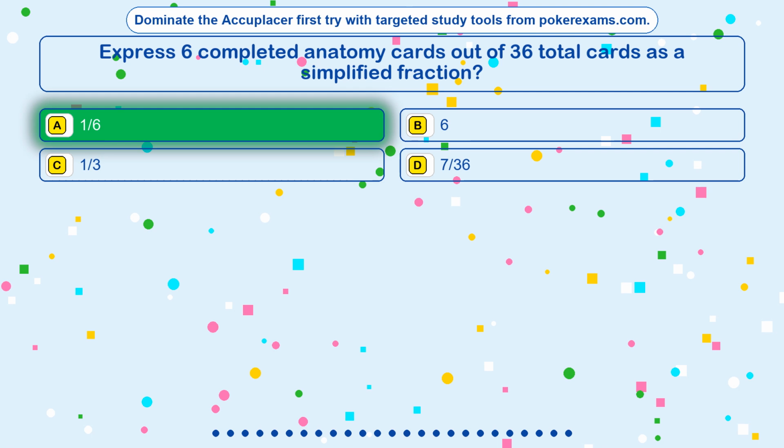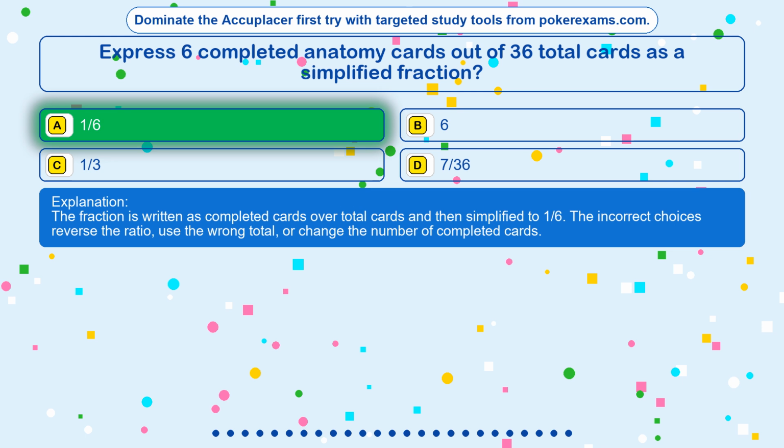The correct answer is option A, 1/6. The fraction is written as completed cards over total cards and then simplified to 1/6. The incorrect choices reverse the ratio, use the wrong total, or change the number of completed cards.